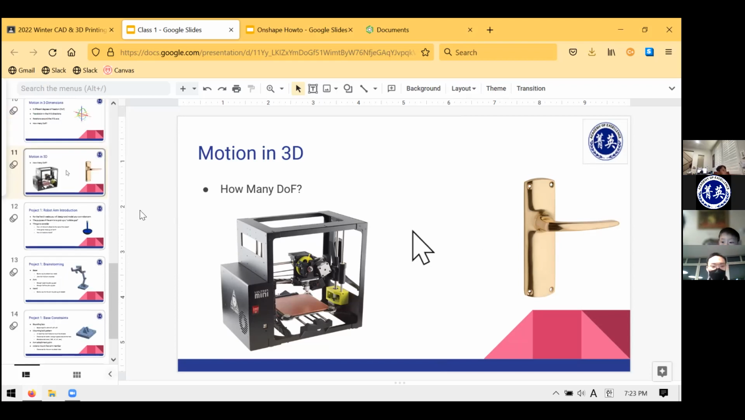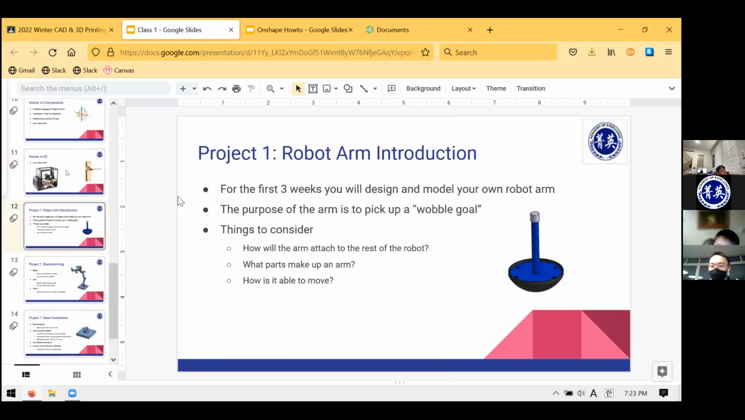All right, so with that, a little warm up, hopefully it gets you in the mind to think about CAD and the first project that we'll be working on.